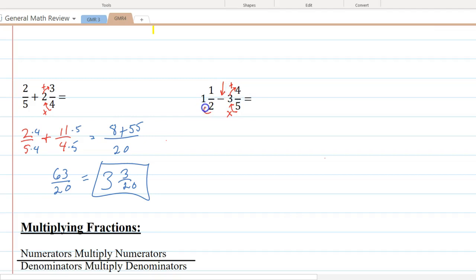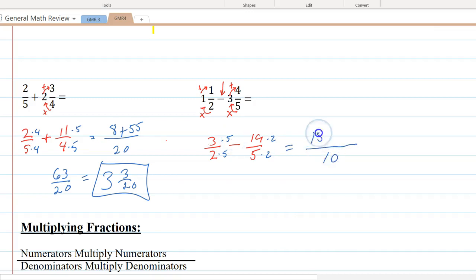Over here on the 1 and 2, 2 times 1, that's times, and then I'm adding. So 2 times 1 is 2, plus 1 is 3 over 2, minus 5 times 3 was 15, plus 4 is 19 over 5. My least common denominator for these is going to be 10. So I'm going to multiply this times 5. What I do to the bottom, I do to the top. And this times 2. What I do to the bottom, I always do to the top. That gives me a common denominator of 10.